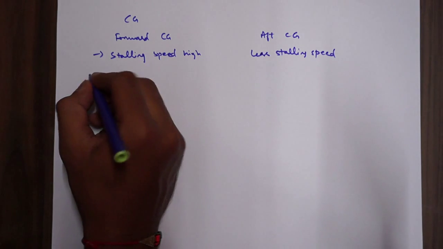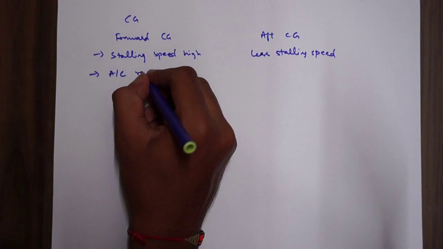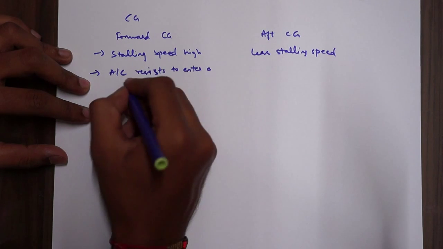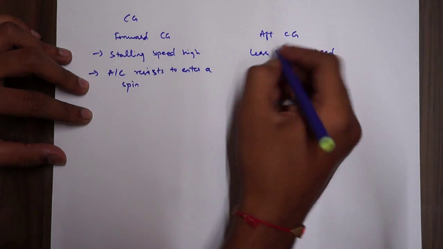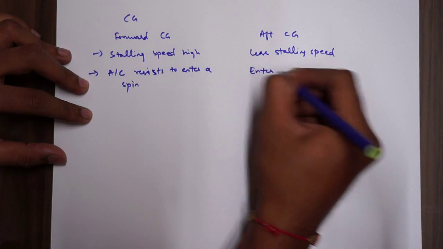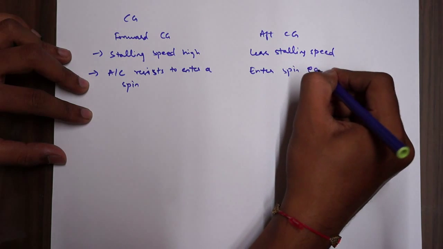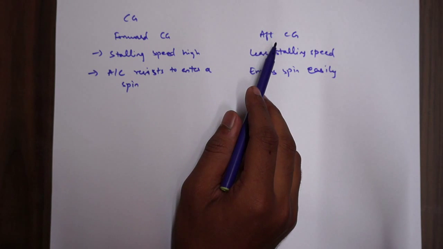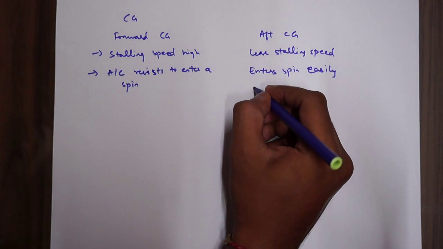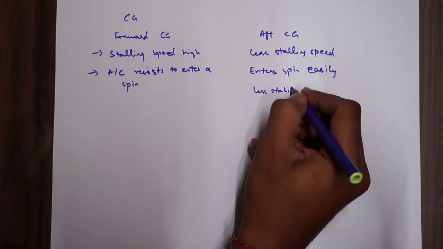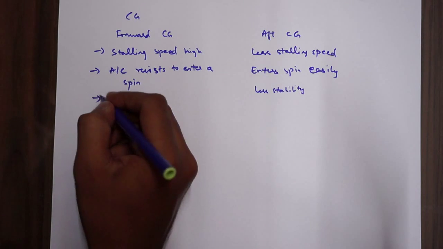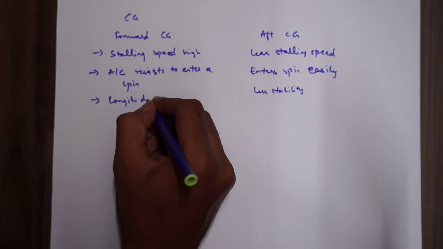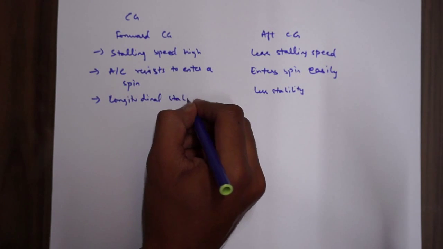Okay, and at forward CG, aircraft resists entering a spin. This is an important point as well. Enters spin easily at an aircraft with aft CG. Okay, and this will lead to less stability. This will lead to improved longitudinal stability.